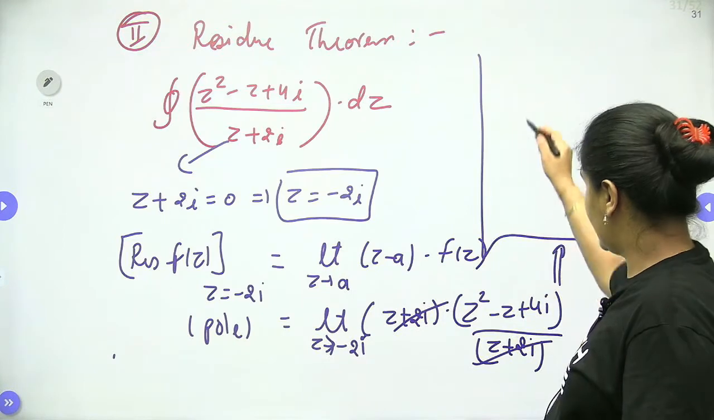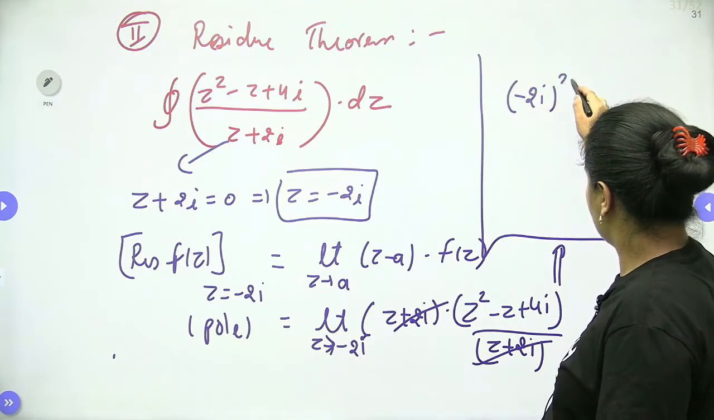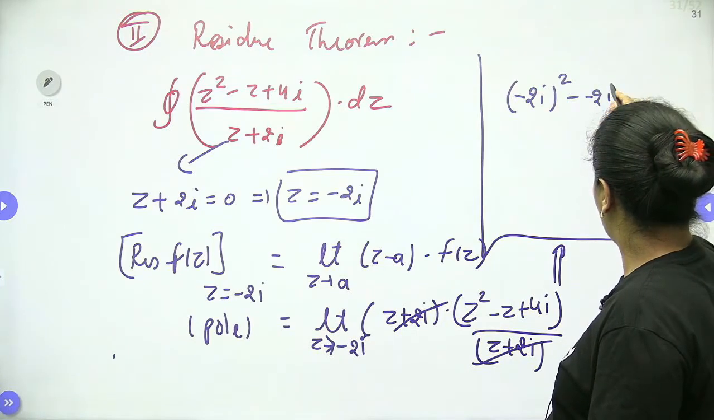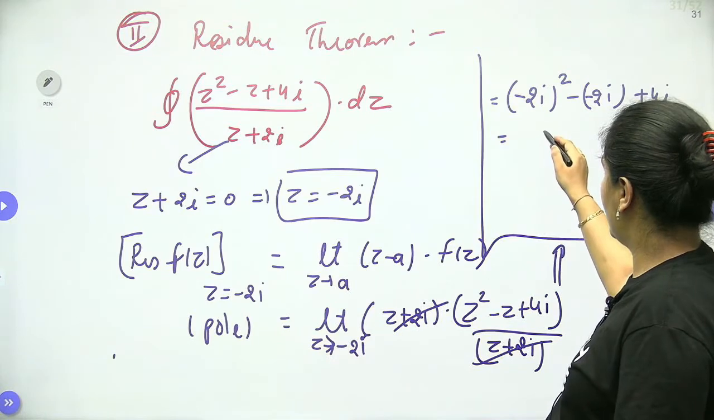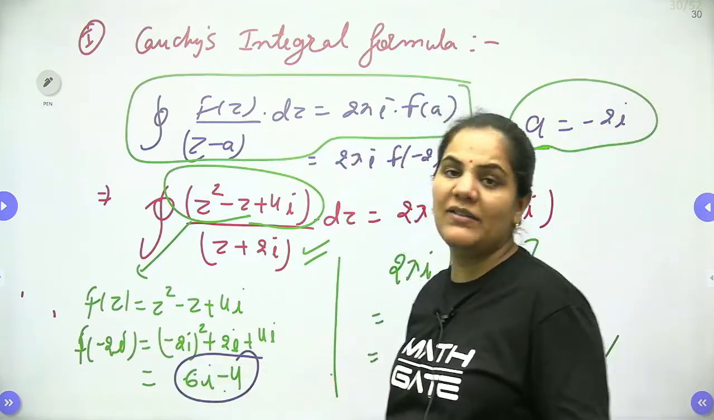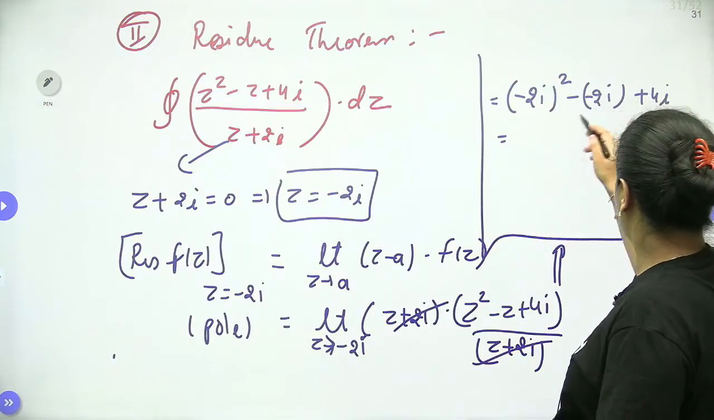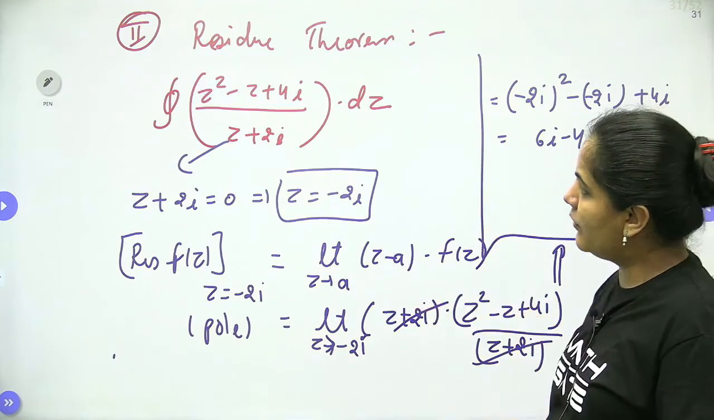When we approach the limit, it will be z square, meaning minus 2 iota square, minus minus 2 iota, and plus 4 iota. It will be the same thing we will have. Yes, it will be 6 iota minus 4. So 6 iota minus 4 is the value of the residue.